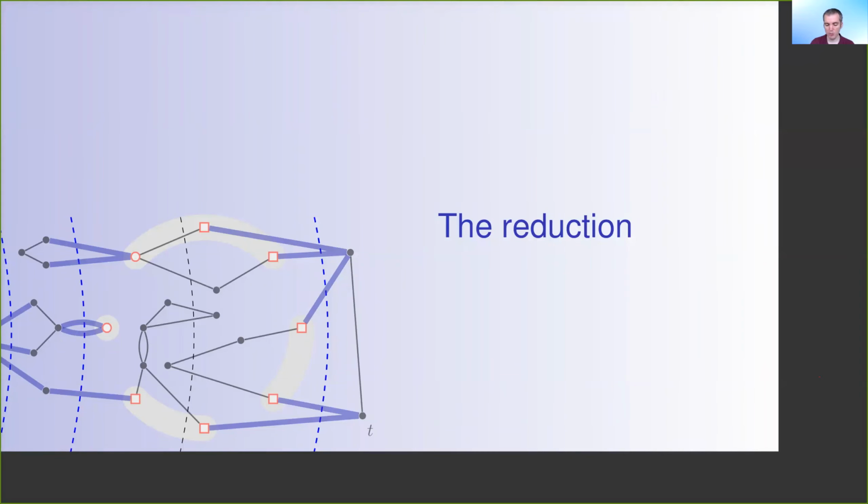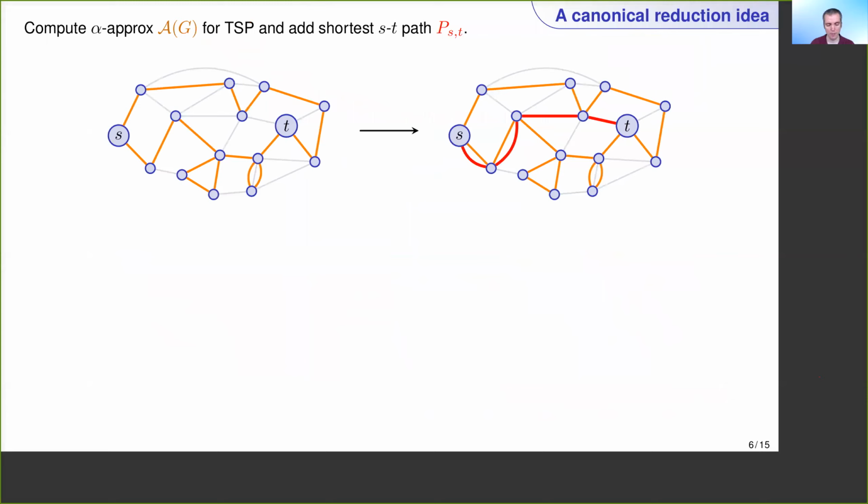So let me say a few words about the reduction. Let's go first for a very canonical reduction idea, a canonical way to reduce path TSP to TSP. Instead of solving a given path TSP instance directly, one could simply first solve TSP on the same instance. This could lead to a solution as shown here in orange on the left-hand side.